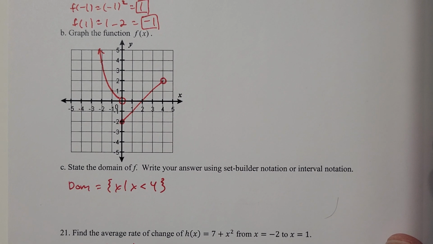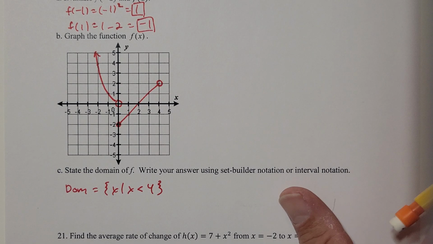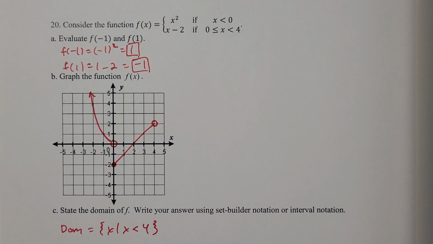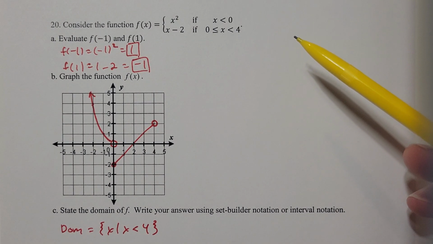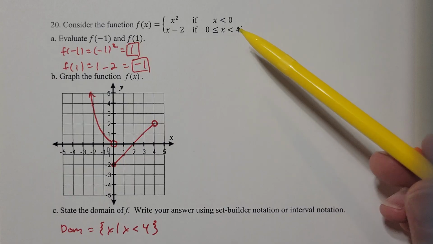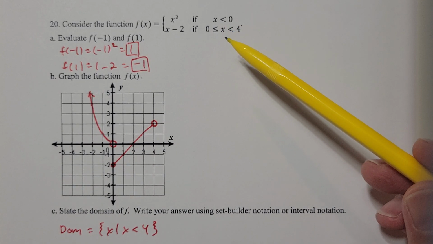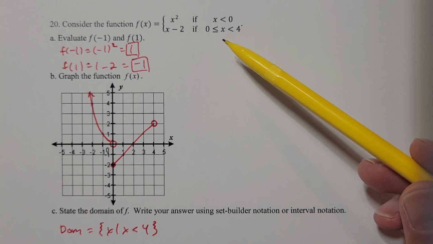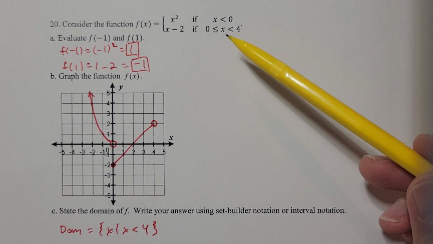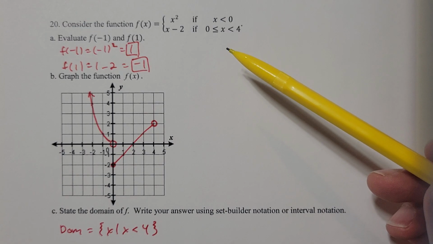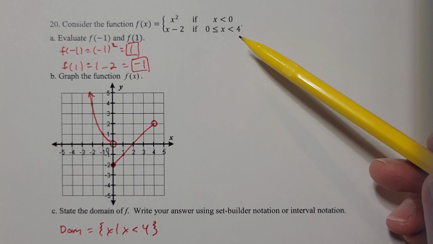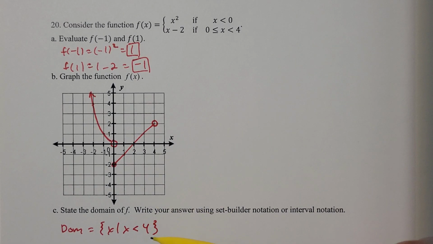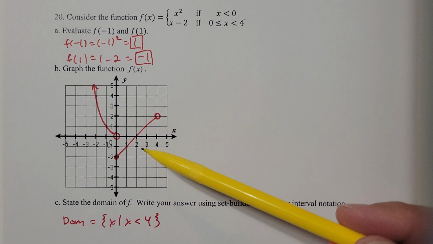All right, part C, we want to state the domain of f. So let's see. The conditions on x are where x is less than 0, and also x is greater than or equal to 0 and less than 4. So when you combine these two parts, you're essentially saying that x has to be a number that's less than 4.